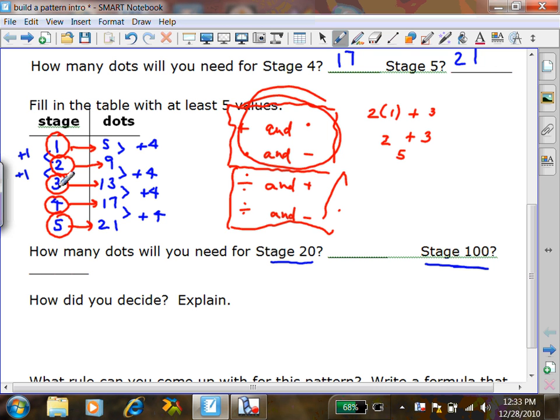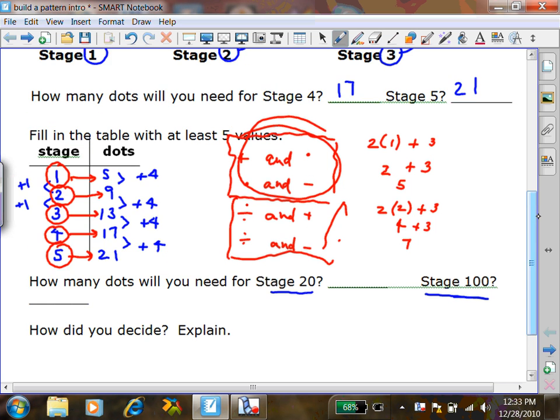So let's try the second one. If I take 2, multiply it by 2, and then add 3, I have 2 times 2 plus 3. Well, 2 times 2 is 4, plus 3 is 7. We want 9, so we're a little bit low. So that means you have to keep trying things to figure out what's going to work. So I know if I multiply by 2 and add 3, that gets me to 7, which is pretty close, but it's not quite there.